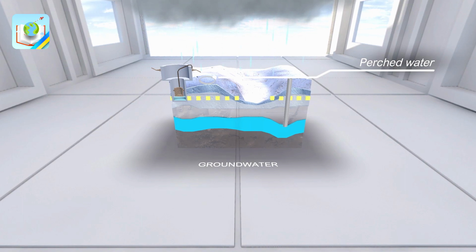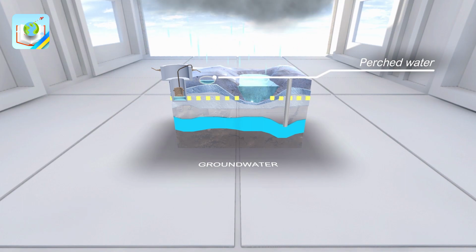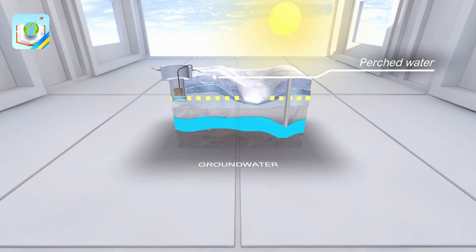Perched water is seasonal water that lies closest to the Earth's surface. Its level changes throughout the year. The water is easily polluted, and in the dry season, when evaporation increases, the perched water disappears. It is formed as a result of infiltration of atmospheric precipitation and condensation of water vapor.